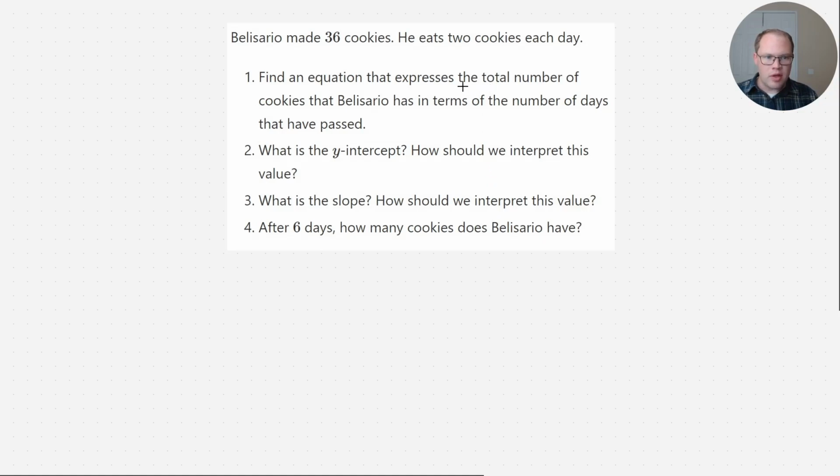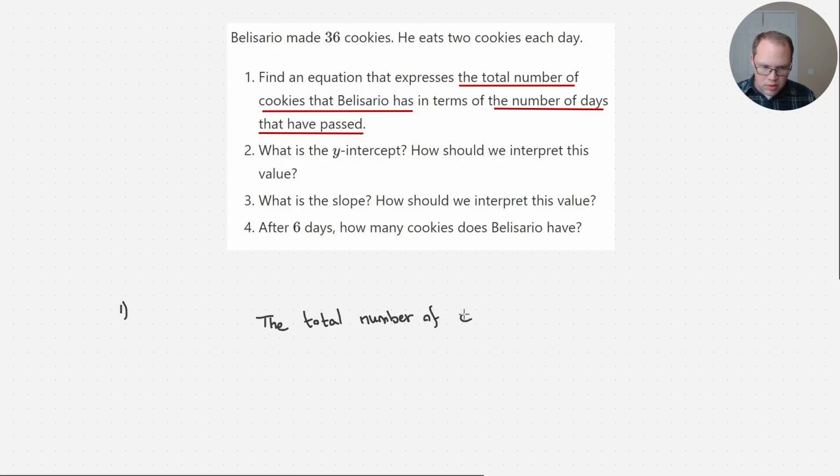Okay, we have two variables here that we're measuring: the total number of cookies that Belisario has, and the number of days that have passed. So the total number of cookies and the number of days that have passed.